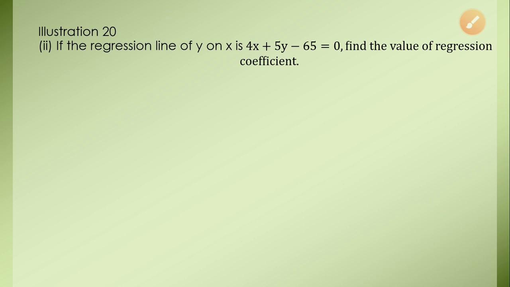Okay, let's come to sum number 2 in the same illustration. If the regression line of y on x is 4x plus 5y minus 65 is equal to 0, find the value of the regression coefficient. So they asked you to find the regression coefficient. What is the regression coefficient? Regression coefficient is b.